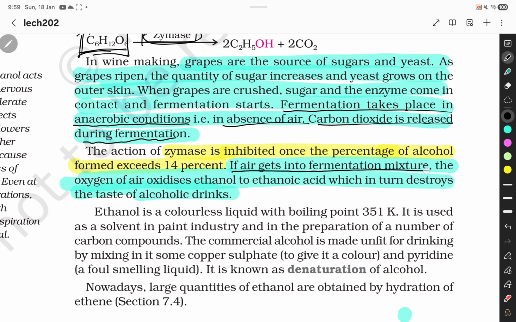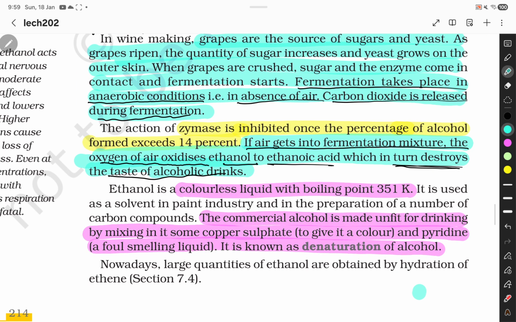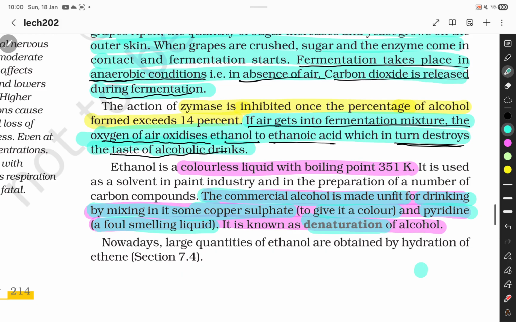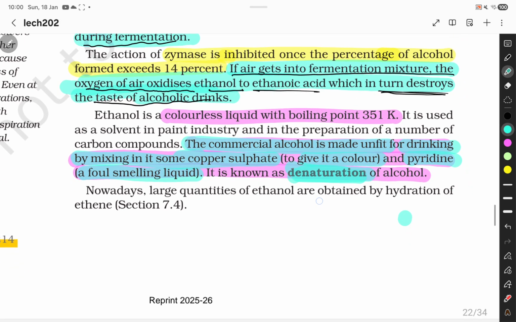if air gets into the fermentation mixture, the oxygen of air oxidizes ethanol to ethanoic acid, which in turn destroys the taste of alcoholic drinks. So they have talked about denaturation of alcohols. Basically, commercial alcohol is made unfit for drinking by mixing copper sulfate to give color and pyridine to give it a foul smell. It's also called denaturation of alcohols. This is a pre-boards question, but it can also come in JEE Mains.